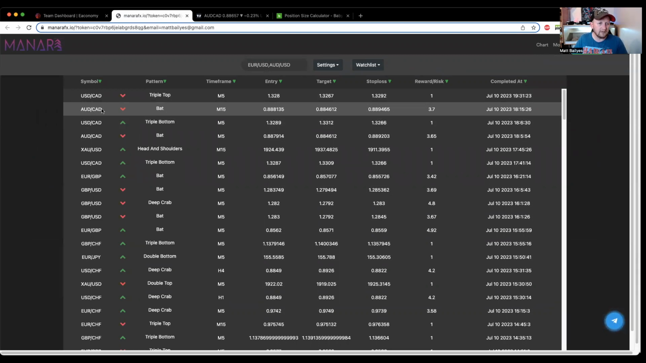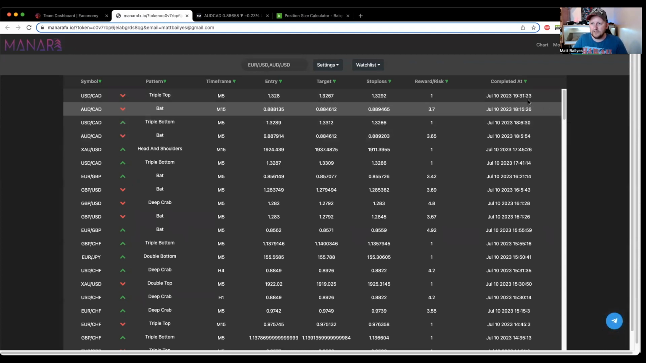Australian dollar against the Canadian dollar. We're looking for a sell, which is what we've got, the red arrow pointing down here, which means it's going to be a sell. We've got the bat pattern on a 15-minute time frame, and it's giving us our entry point, our take profit one. Well, when you click on it, you get 2 take profits, but I think this one's giving you the second take profit, which adds up to a 3.7 risk to reward ratio. And then you've got your stop loss right there.